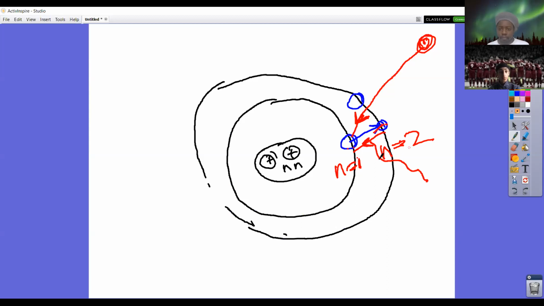The top case is if it absorbs a photon of the right amount of energy. So if this photon is absorbed by this electron, and this photon has just got the right amount of energy to get this electron from n equals 1 to n equals 2, then that electron will jump to that level.